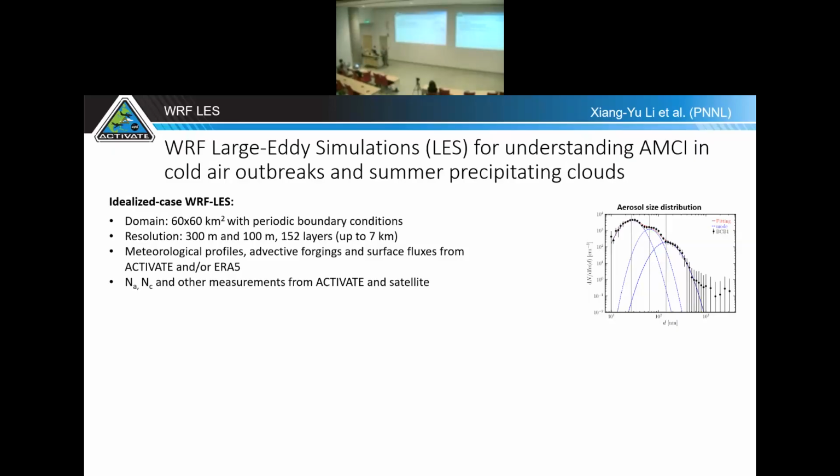We had two different horizontal resolutions, 300 meter and 100 meter. We initially used 300. We also compared to 100. It's almost no difference. But when we submit papers, reviewers always say that 300 meters is too coarse. But then we have to repeat some simulations with 100, and it is almost identical. Then vertically it goes up to 7 kilometers, with 152 layers, so we can compare to aircraft at different heights.